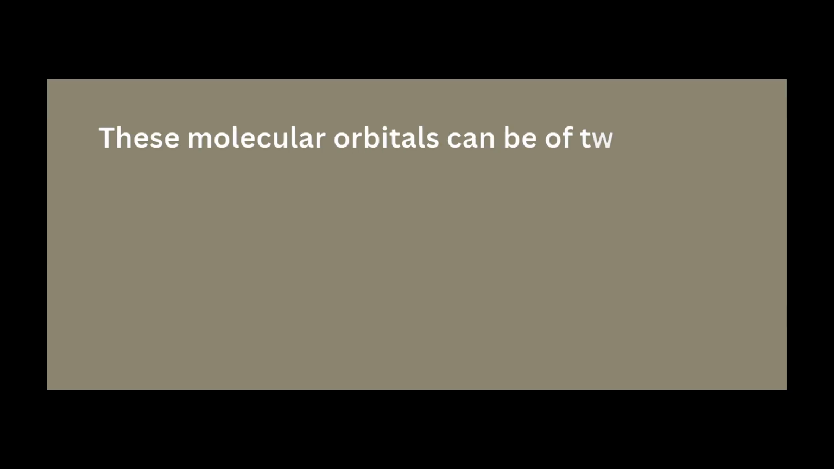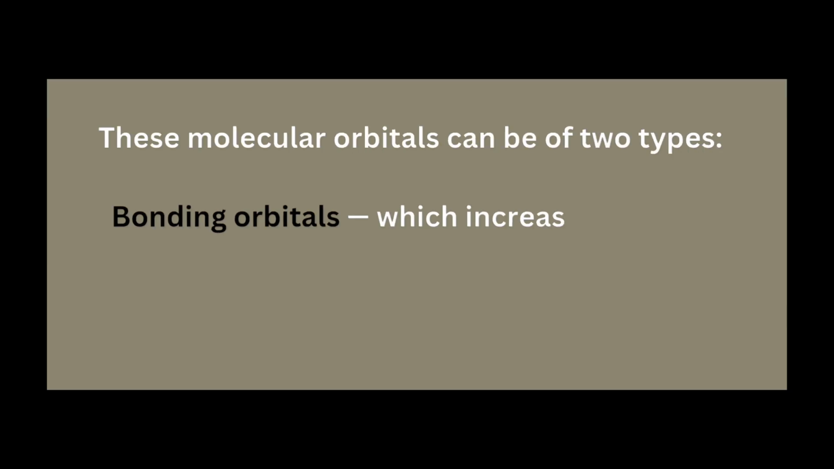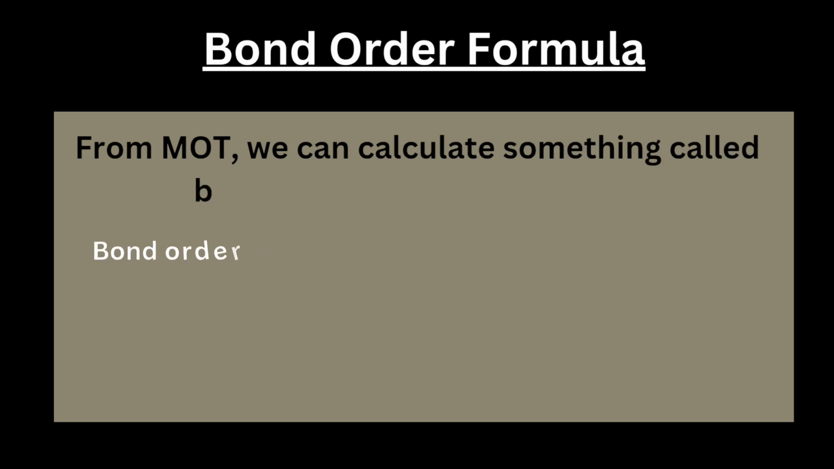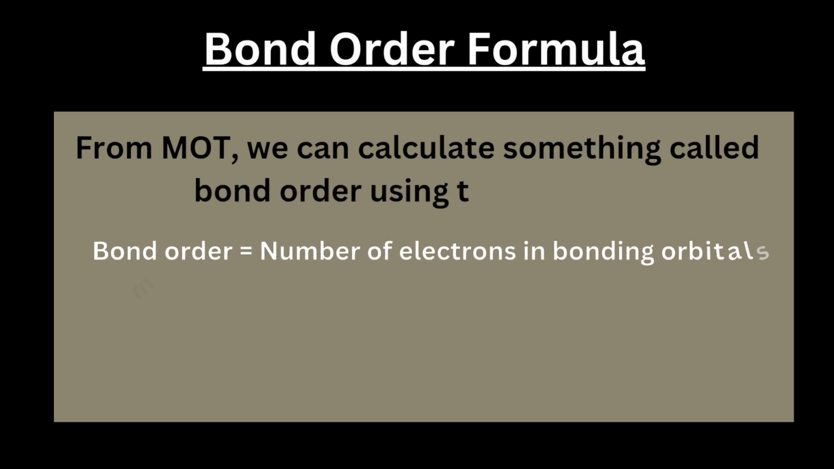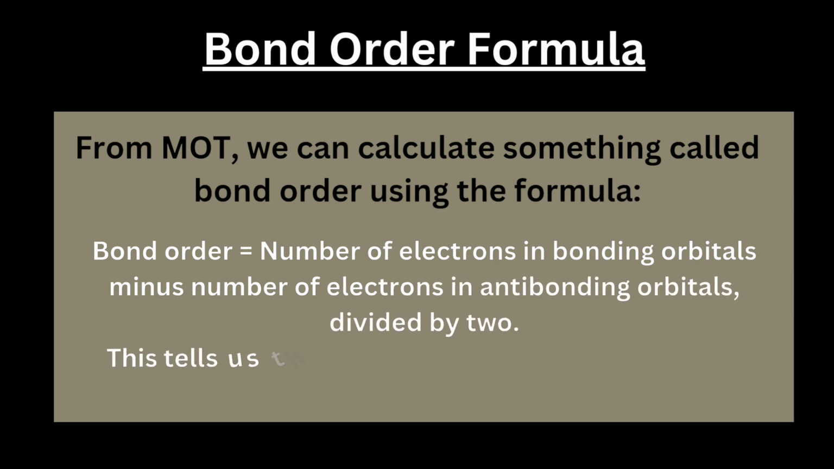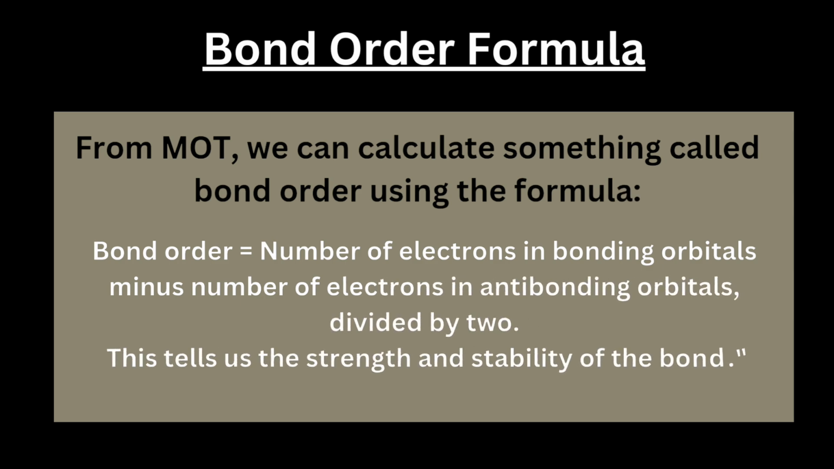These molecular orbitals can be of two types: bonding orbitals, which increase stability, and antibonding orbitals, which decrease stability. From MOT, we can calculate something called bond order using the formula: bond order equals the number of electrons in bonding orbitals minus the number of electrons in antibonding orbitals, divided by 2. This tells us the strength and stability of the bond.